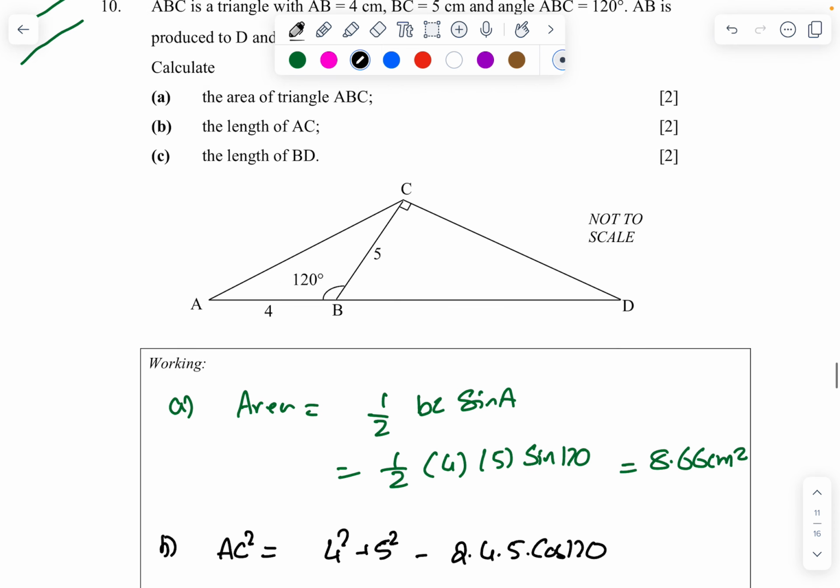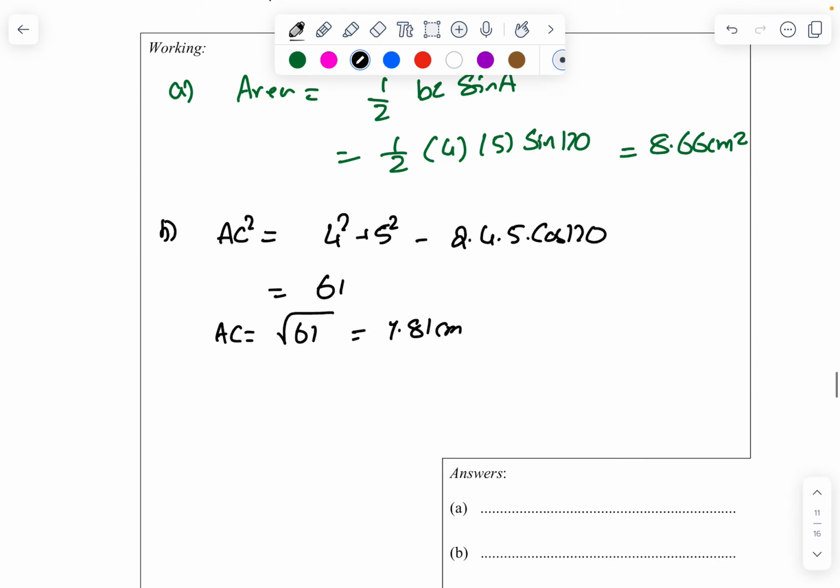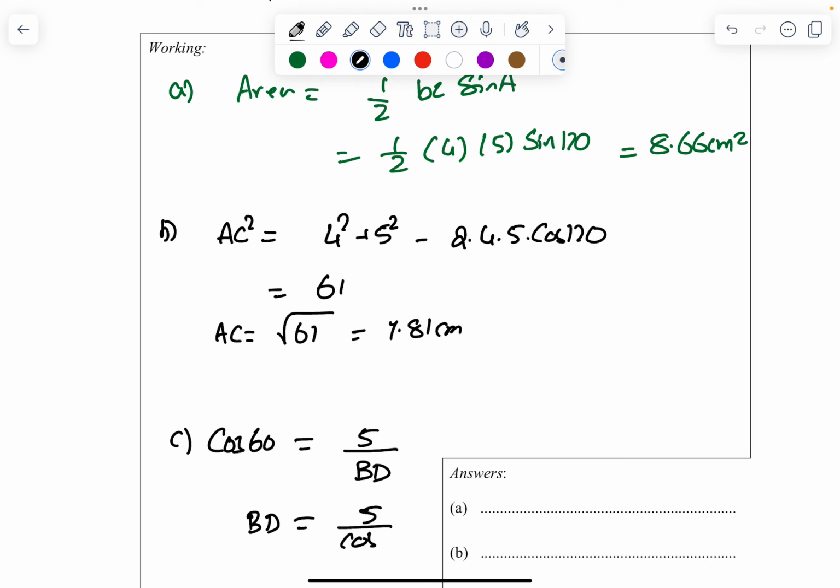Then find the length of BD. So this angle is going to be nothing but what? 60 degrees, because the total angle is 180 degrees. Now what am I going to do? Cosine 60 equals adjacent side 5 over hypotenuse BD. So BD equals 5 upon cosine 60, which is going to be 10 centimeters.